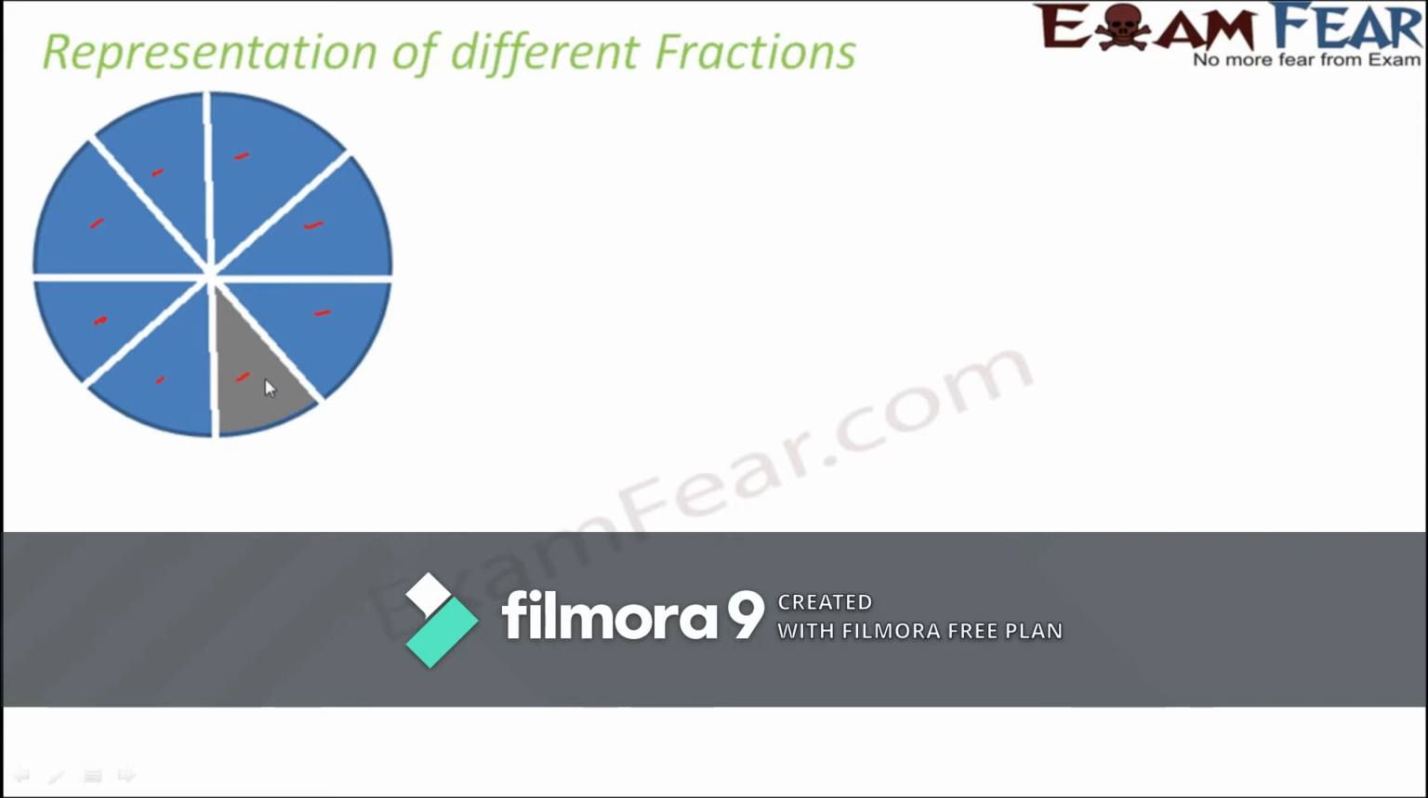So what we want to do here is find how much is this shaded part of the total. What fraction of this diagram is shaded? The shaded part is shaded in black or gray, whatever you call it. So how much is shaded? Out of the 8 equal parts, how many parts are shaded? 1 part, right? So only this part is shaded. So 1 part out of 8 parts is shaded. So we can say that 1/8 of the circle is shaded.